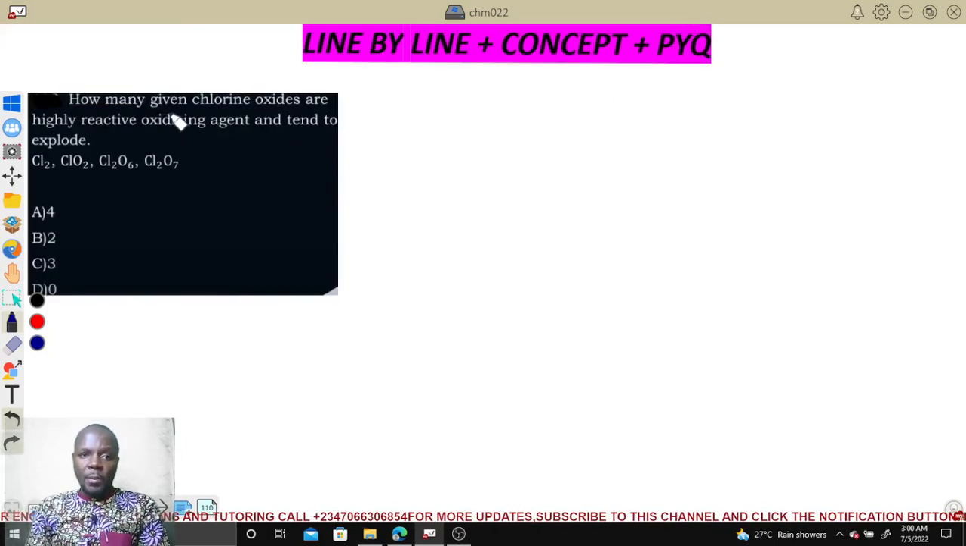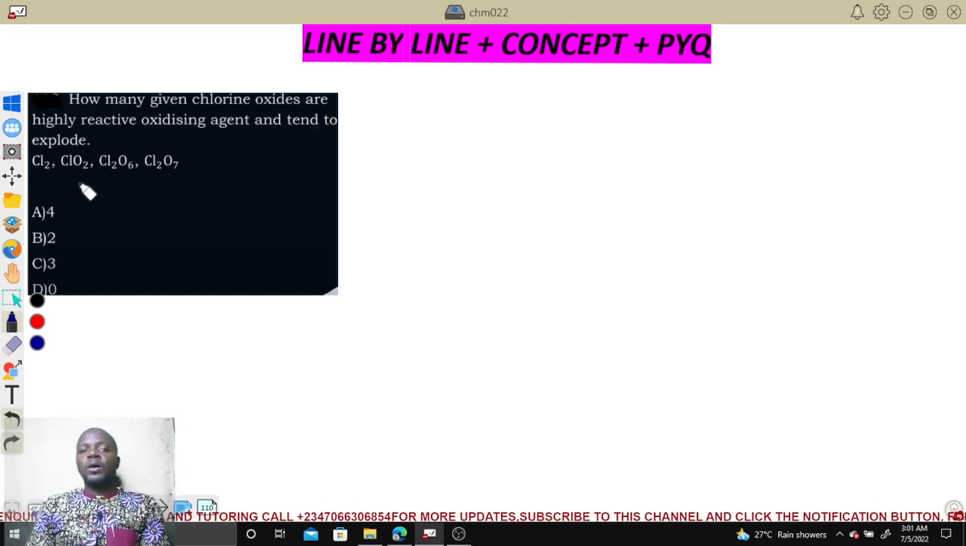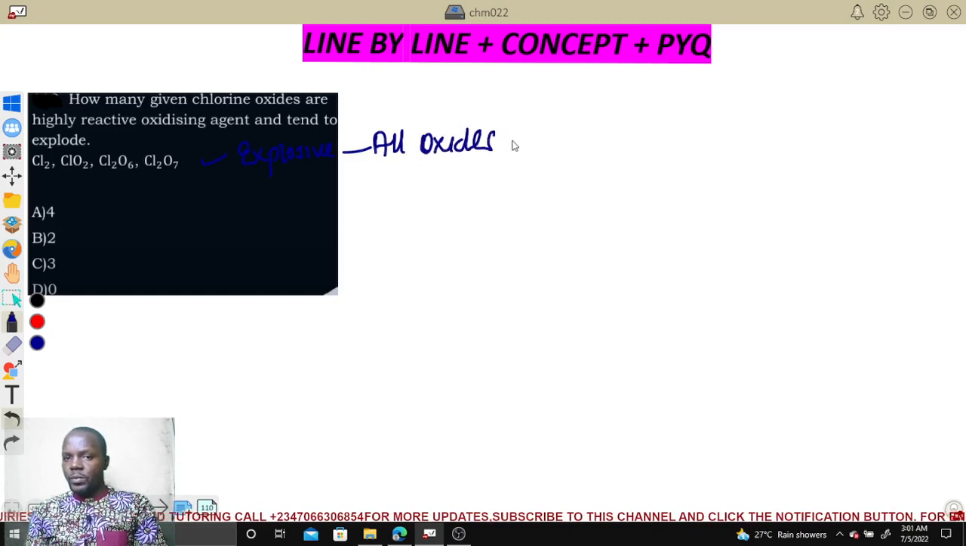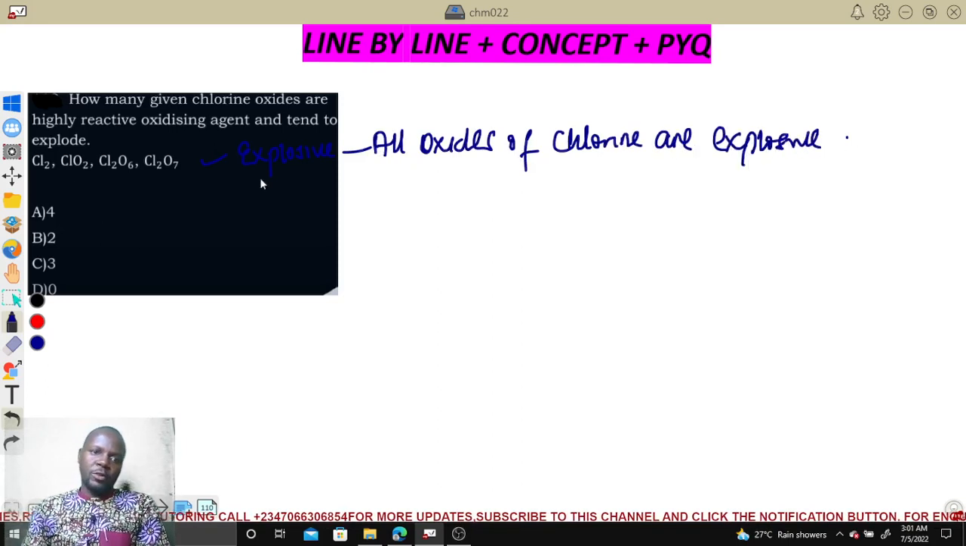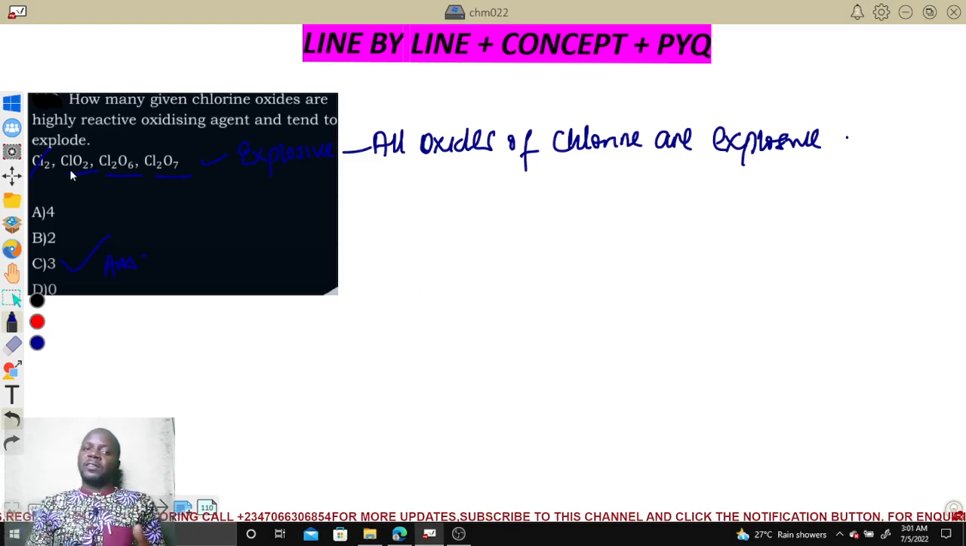Now, how many given chlorine oxides are highly reactive oxidizing agents and tend to explode? Almost all the oxides of chlorine, I told you, are explosive. All oxides of chlorine, you can write it, line by line, are explosive. So this is not an oxide. So all these 1, 2, 3, the answer here is all these 3 are the oxides. I think I wrote it very well.